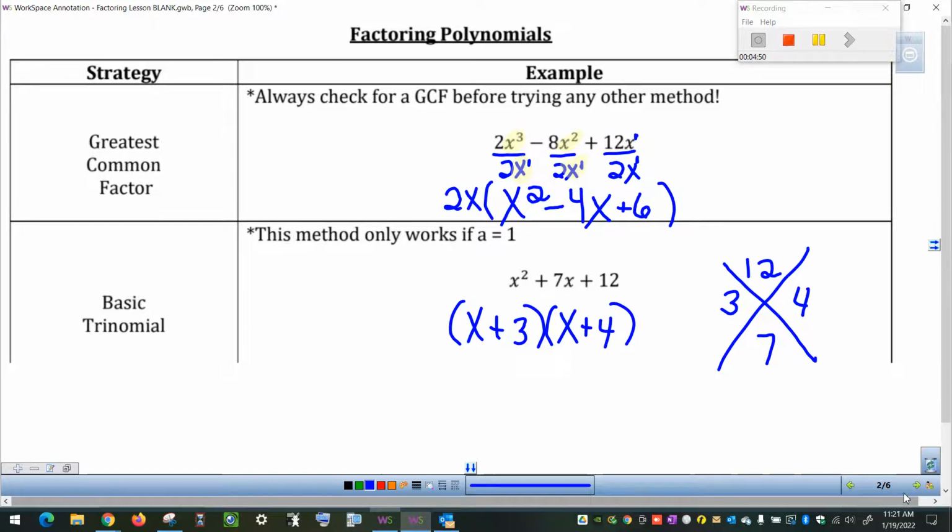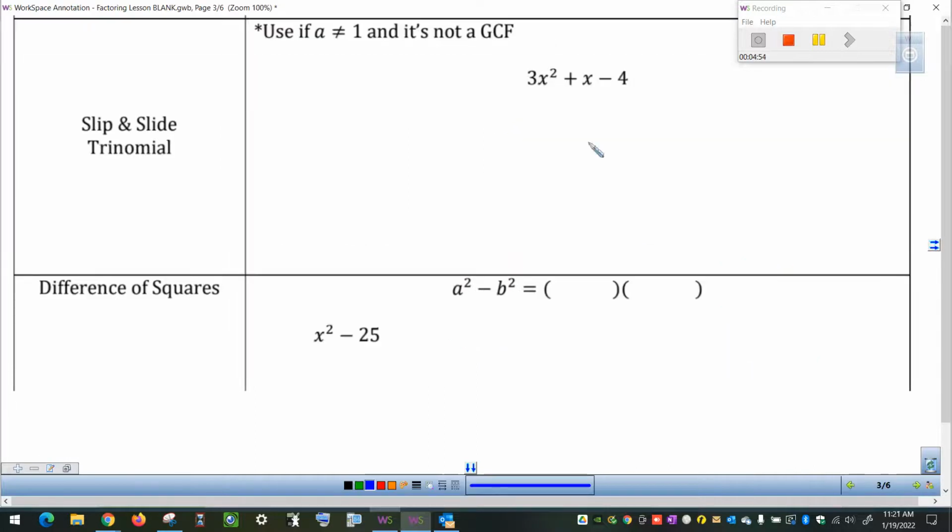All right, now we know from the past that not every trinomial has a 1 in front of the x squared. So what we're going to move into on the next problem is an example of the slip and slide method. We are going to need to use this if a is something other than 1, and also if it's not a greatest common factor. So that's always a good little thing to check.